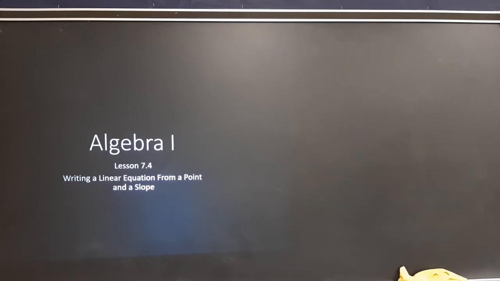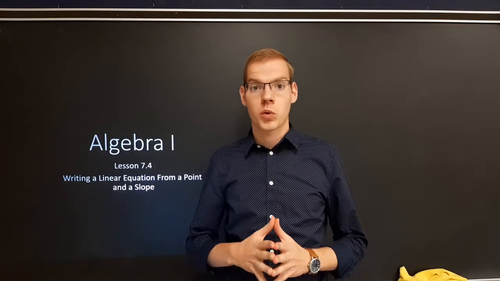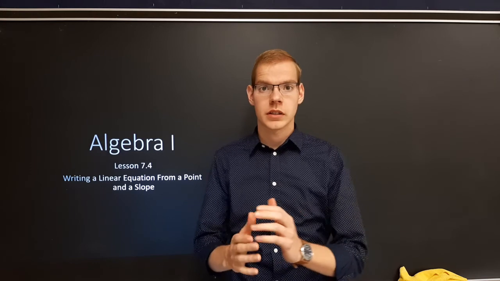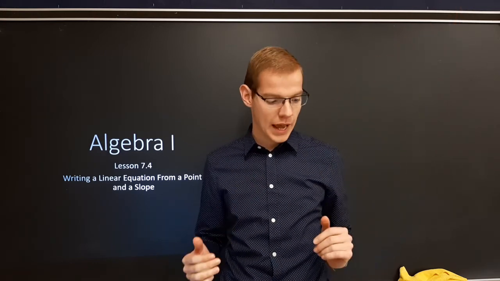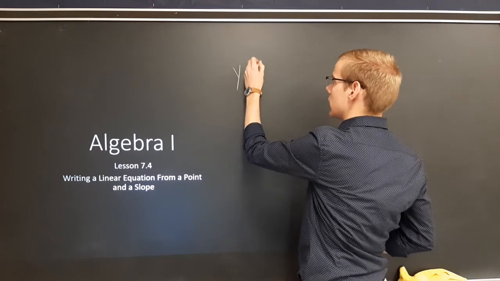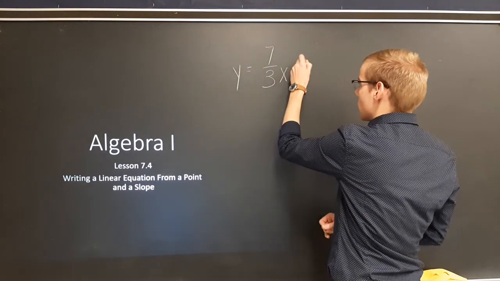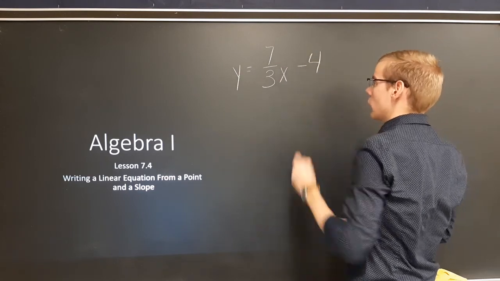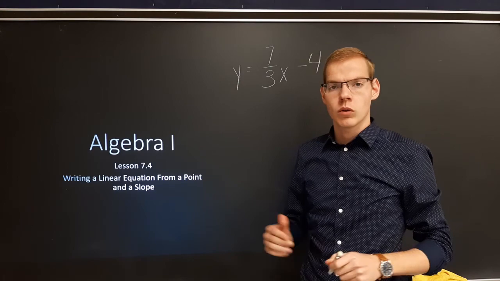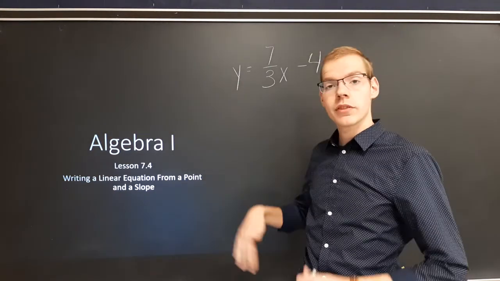Algebra Lesson 4, writing a linear equation from a point and a slope. So what we've been doing up till now is basically doing rise and run from an actual equation. Let's say we have y equals 7 over 3x minus 4. We've done this before, or we might have done one where we had to solve it for this first and then move on.